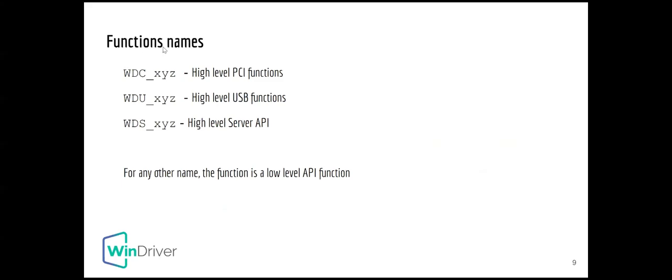Another thing we need to pay attention to is the function name. WinDriver functions start with WD something. So WDC is for PCI, WDU is for USB, and WDS is for the server API. For every other name, the function is a low-level API function.